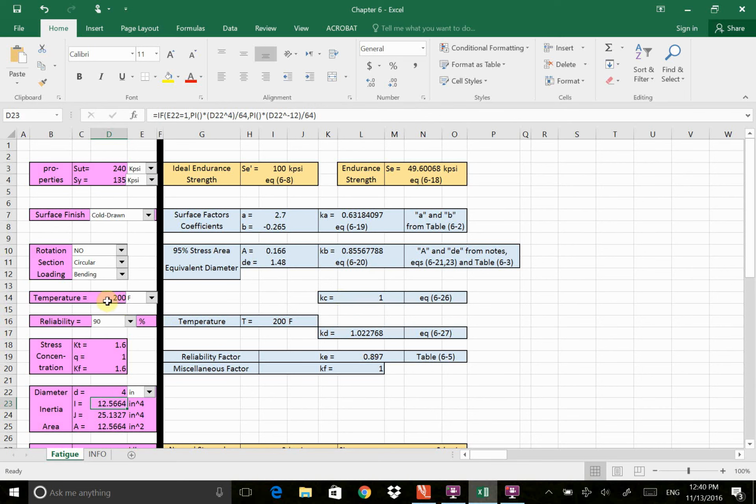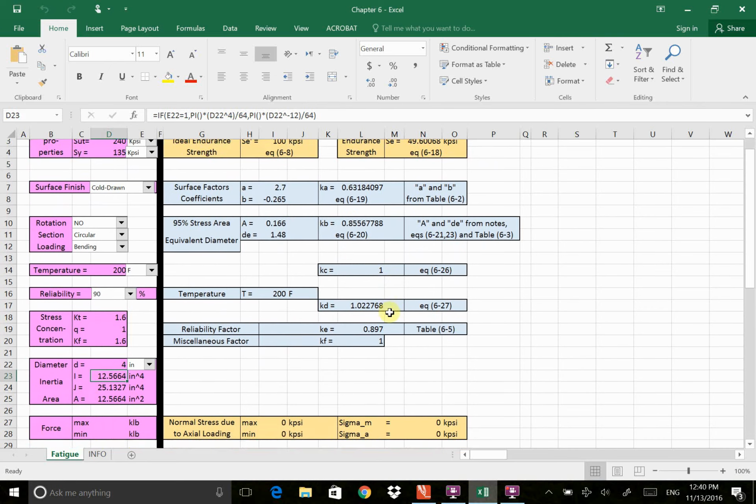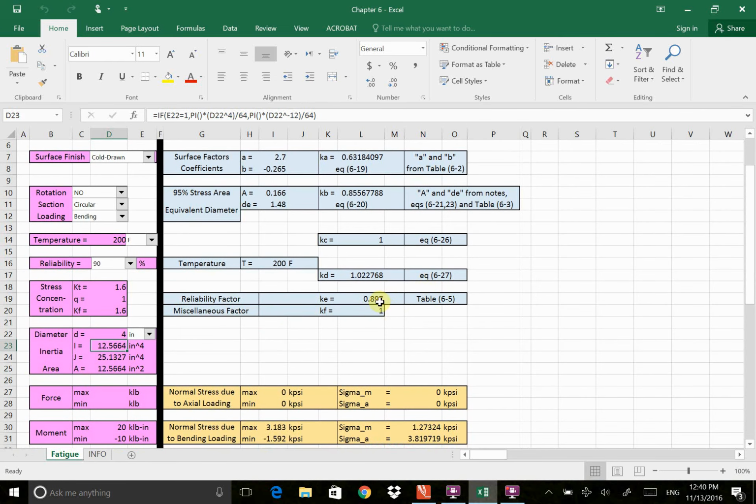Okay. Temperature. So temperature is 200 Fahrenheit. So what this line does, for example, if temperature is given in centigrade here, it's going to convert to Fahrenheit first. If it's in Kelvin, it's going to convert to Fahrenheit first, and it's going to use the information from this one to find KD. And KC is 1 because it doesn't say anything about that. And reliability factor is 0.897, and you can see these parameters can be found from equation 620, equation 627, and table 65. And miscellaneous factor, small lowercase kf, is 1 because it doesn't say anything about that.